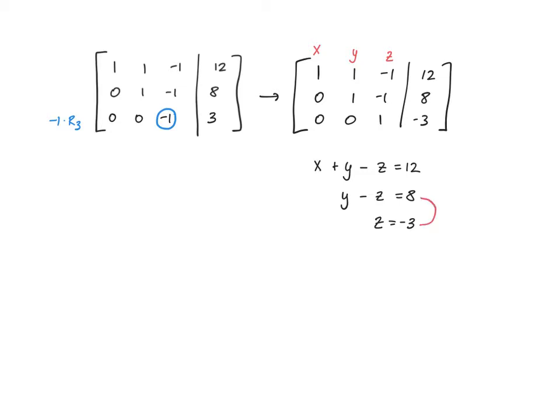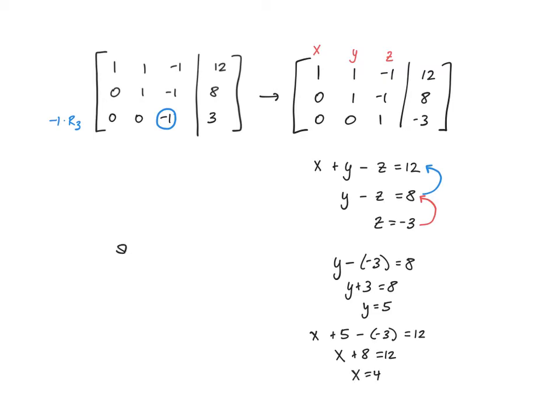And now I want to take that and plug it into this equation that has just y and z. So if z is equal to negative 3, y minus a negative 3 is equal to 8. So if y plus 3 is equal to 8, then y is equal to 5. Now take the values for both z and y and plug those into our first equation to find a value for x. So x plus 5 minus a negative 3 is equal to 12. So x plus 5 plus 3, so x plus 8 is equal to 12, and x is equal to 4. So our solution as an ordered triple, x, y, z, will be 4, 5, and negative 3.